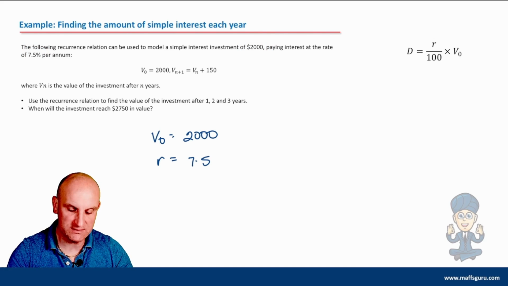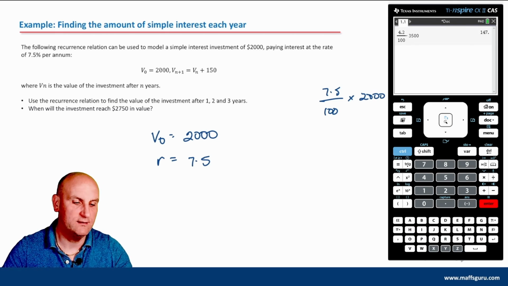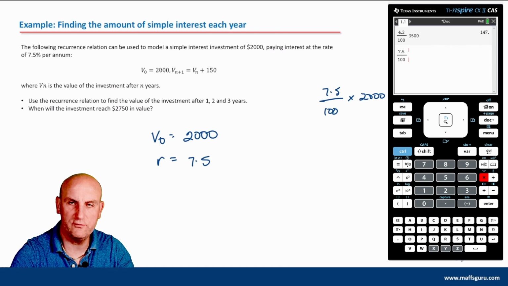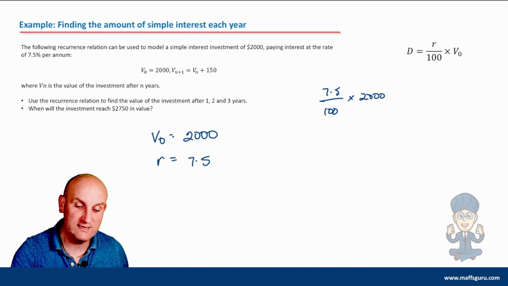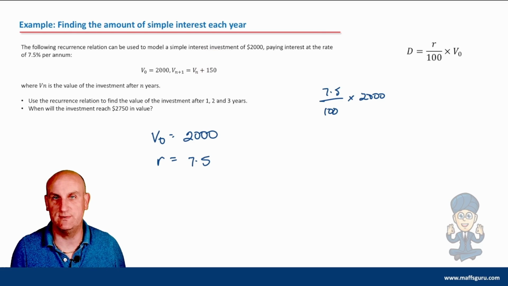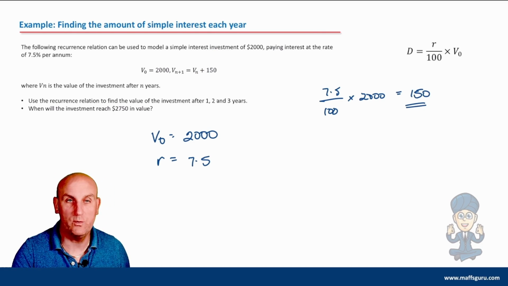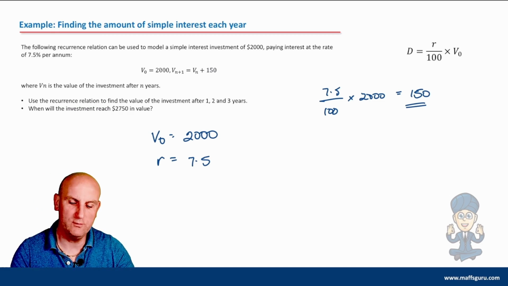But what I'm going to do is check 7.5 divided by 100 times 2,000. Fire up my calculator again. 7.5 divided by 100 times 2,000. Hit enter, and there we go, $150. So being able to read this and understand that that is actually my simple interest makes life a little bit easier. So having understood the question, what does it ask? Use the recurrence relation to find the value of the investment after 1, 2, and 3 years.